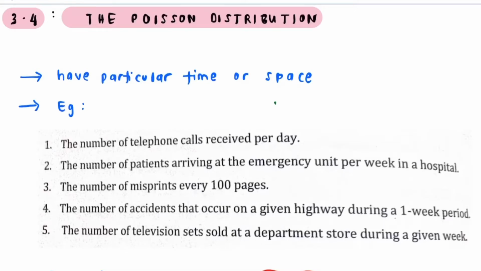Bismillahirrahmanirrahim. This is the last subtopic for chapter 3, which is the Poisson distribution. Okay, how to differentiate between binomial and Poisson. For Poisson, you must have a particular time or space given in the question.